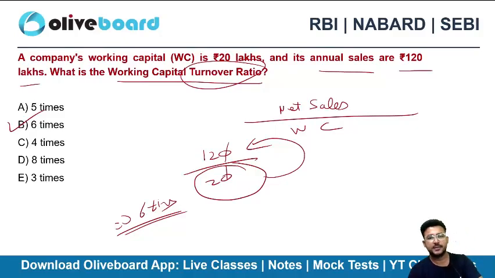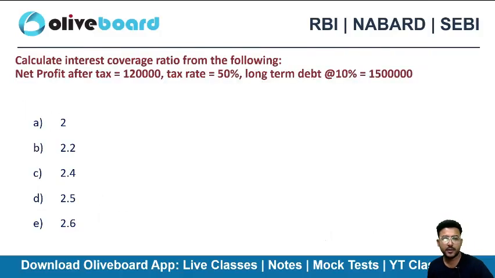Okay, guys. Next question. Here we need to calculate the interest coverage ratio. How much profits we are having in order to cover the interest obligation. That's what the meaning of interest coverage ratio is. How much profits we have to cover the interest obligation.